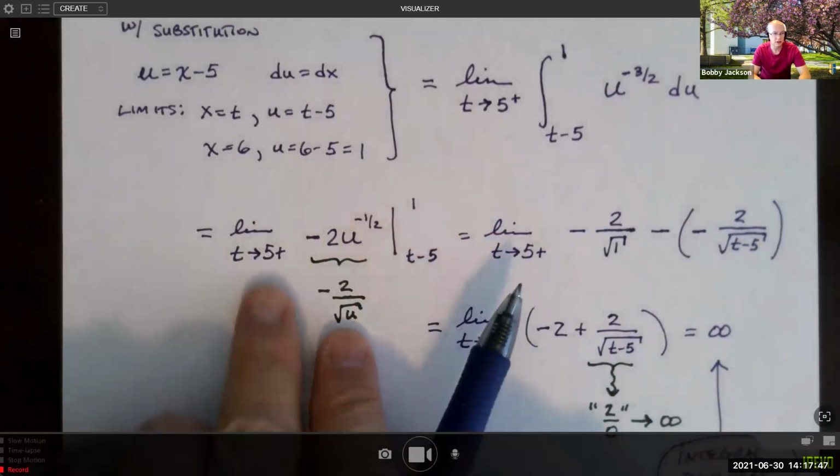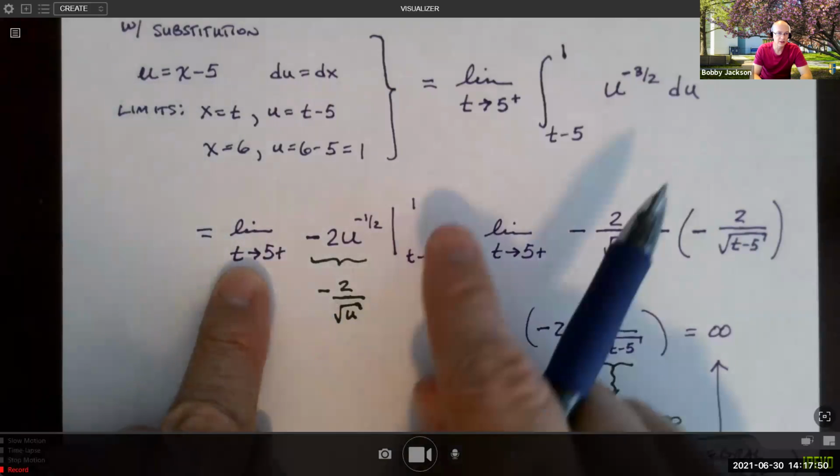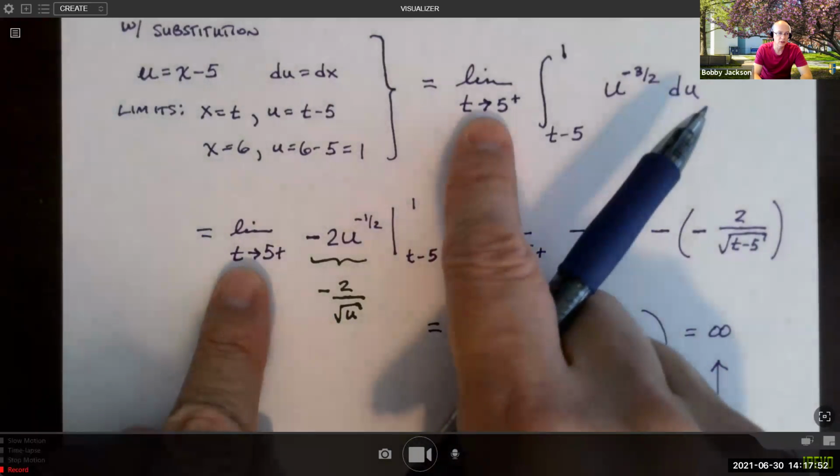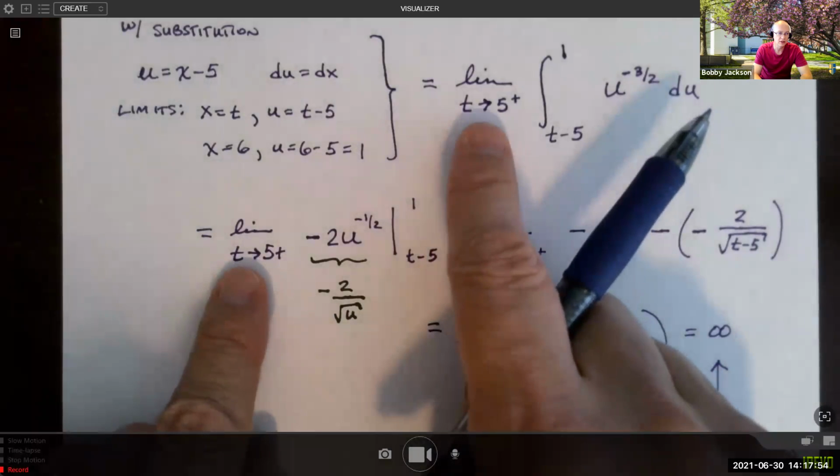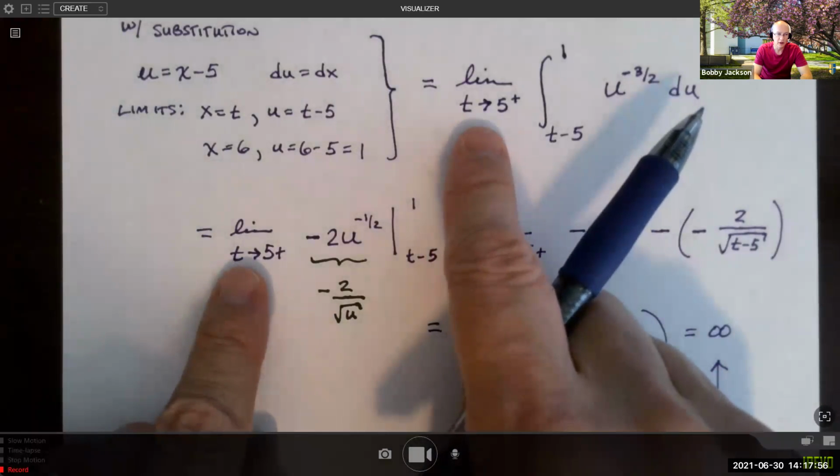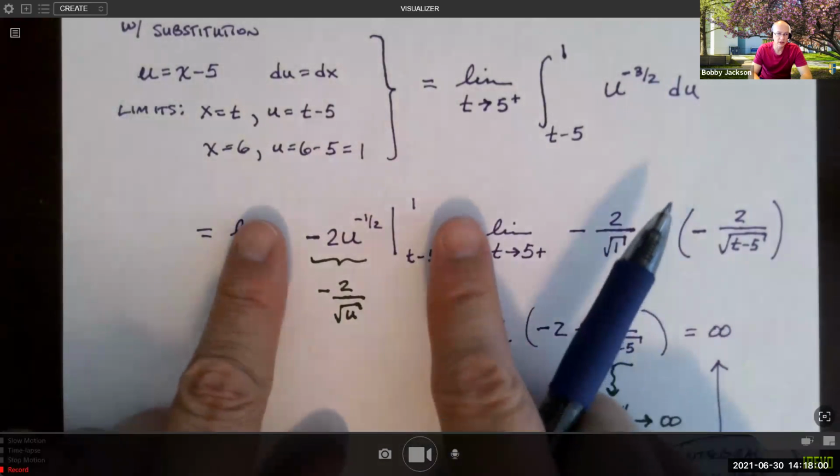Notice the limit is still there. So when I say on a test or in the homework to use the correct limit notation, you should have the limit here until we apply it. And we're not applying it yet. So it's still there. So we're just working on the integral itself.